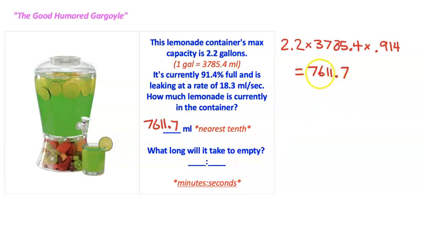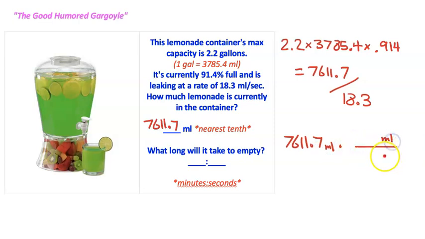Well, if we have this many milliliters and it's leaking by 18.3 milliliters per second, all you have to do is divide by that 18.3 and then you'll get the seconds. If I were to actually set up a proper conversion factor, here's what I would do. Here is your milliliters. Take that times milliliters over seconds. Oh, actually I got that backwards. Oh my goodness. You want the milliliters to cancel, so you put them down there. Holy cow, I almost did that backwards.